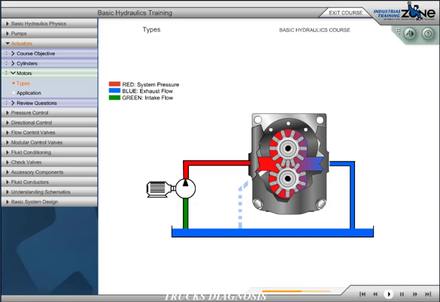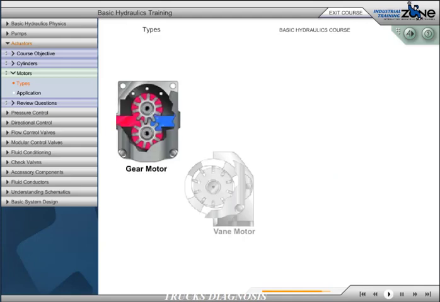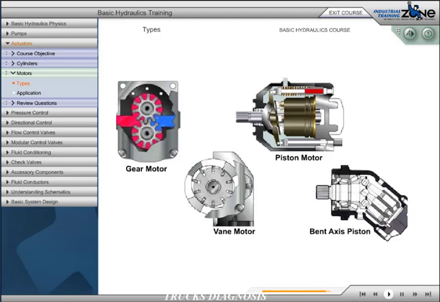Since both inlet and outlet ports may be pressurized, most hydraulic motors are externally drained. The four most common types of hydraulic motors are gear, vane, piston, and bent axis piston.